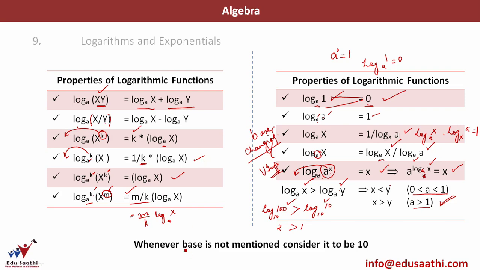Whenever the base is not mentioned, we'll consider it to be 10. So if no base is mentioned, I'll take 10 as the default base. Now there are certain names associated with all the properties of the log. If you want, you can remember the names, otherwise it works without them as well. This is known as the product rule. This is known as the quotient rule. All of these are power rules because they are associated with powers. This is the identity rule. These are base changing formulas, and these are again power rules.